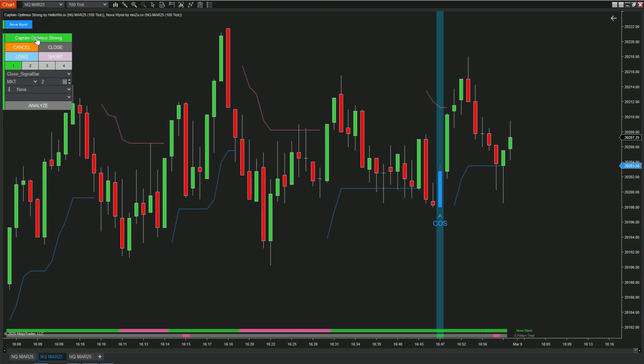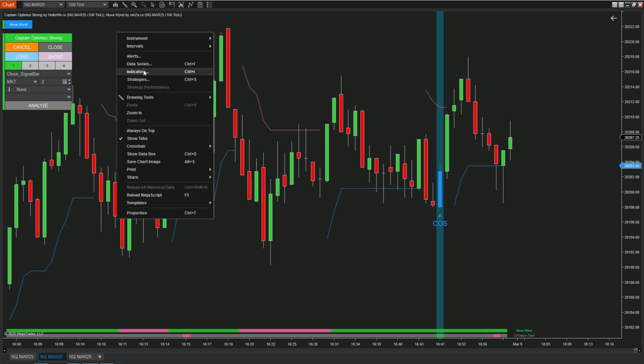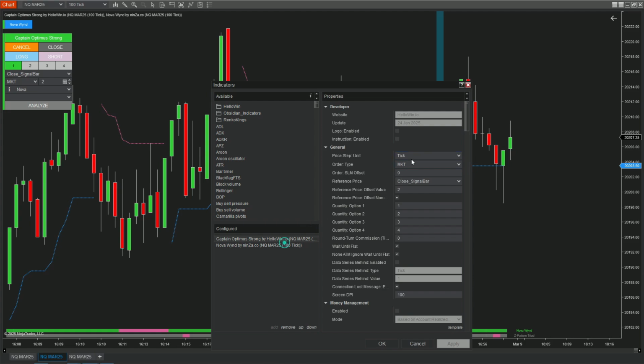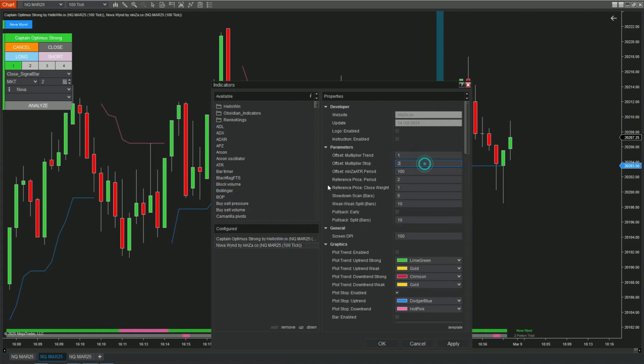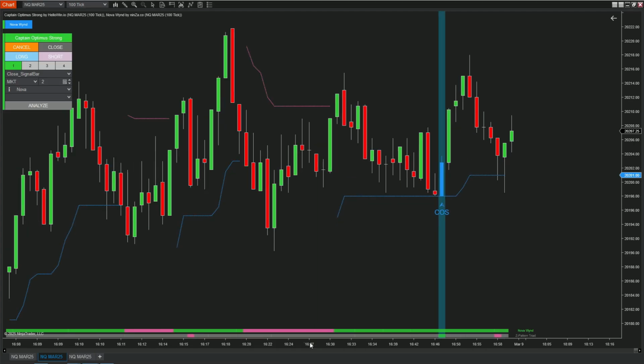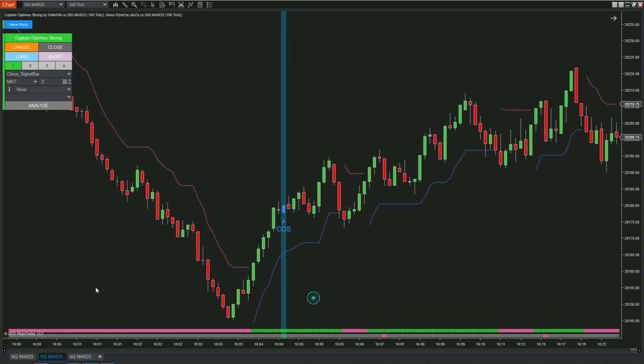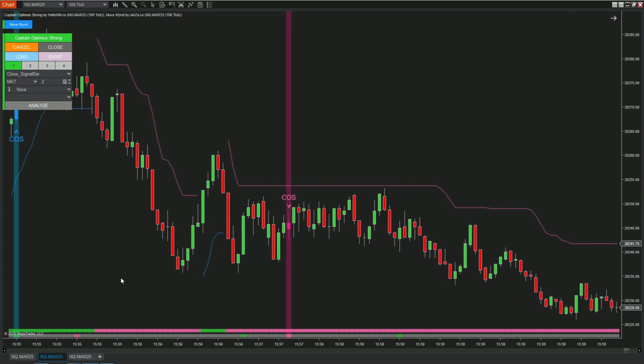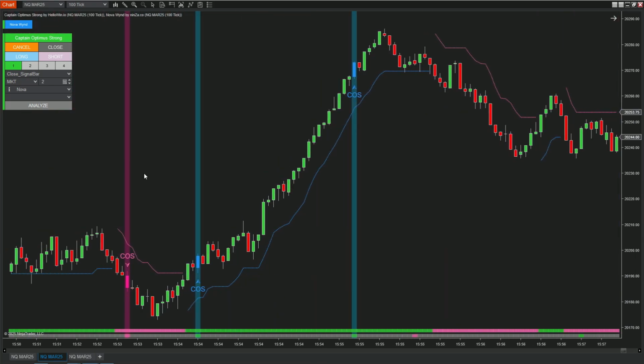Important note: when you modify the Nova Wind parameters inside Captain Optimus Strong, you must also adjust the Nova Wind settings displayed on the chart. If these 2 configurations are not synchronized, the trailing stop line displayed on the chart will not match the Nova Wind settings inside Captain Optimus Strong. This mismatch can lead to incorrect trade management and impact your overall trading strategy.